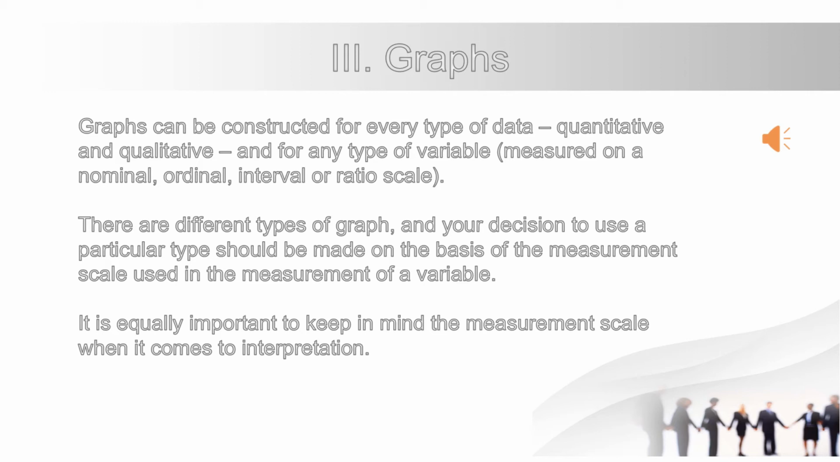So again, with reference to your type of variables and whether they are measured on a nominal, ordinal, interval, or ratio scale, you'll be able to present this in a graph form or in a diagram. There are different types of graph, and your decision to use a particular type should be made on the basis of the measurement scale. Is it nominal, ordinal, interval, or ratio scale? This is the measurement of a variable you'll be using. And it is also equally important to keep in mind the measurement scale when it comes to the interpretation.